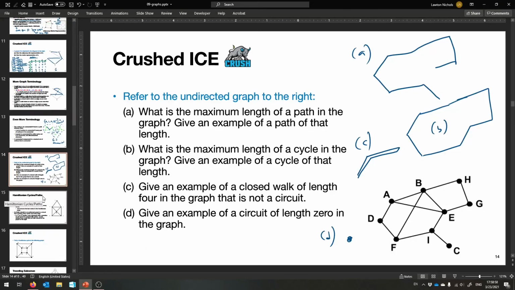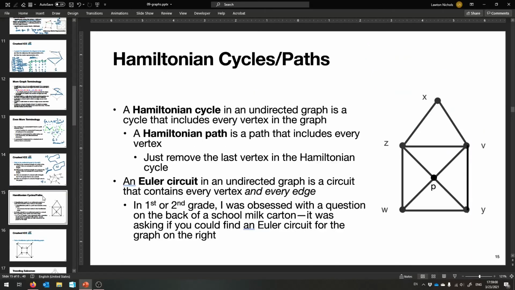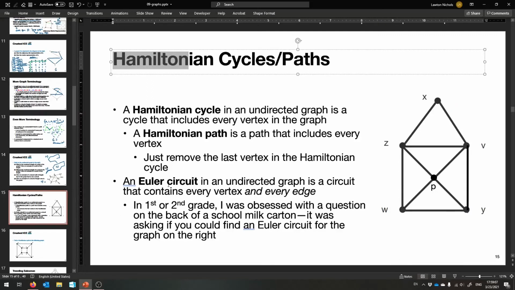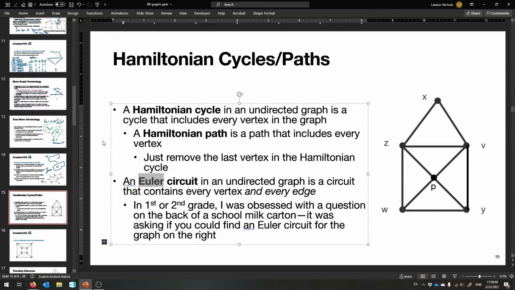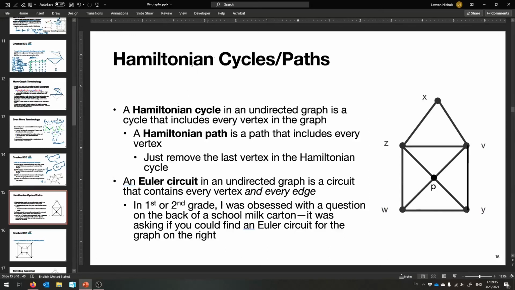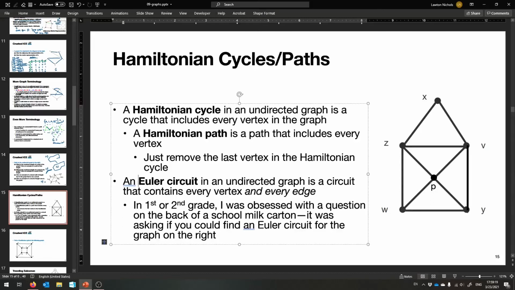All right, coming up next is a fun little piece of information about two famous people who invented these, Hamilton and Euler. So different kinds of ways to get around in a graph in a fancy way. Okay, so let's talk about Hamiltonian cycles and paths, and then also Euler for a little bit.